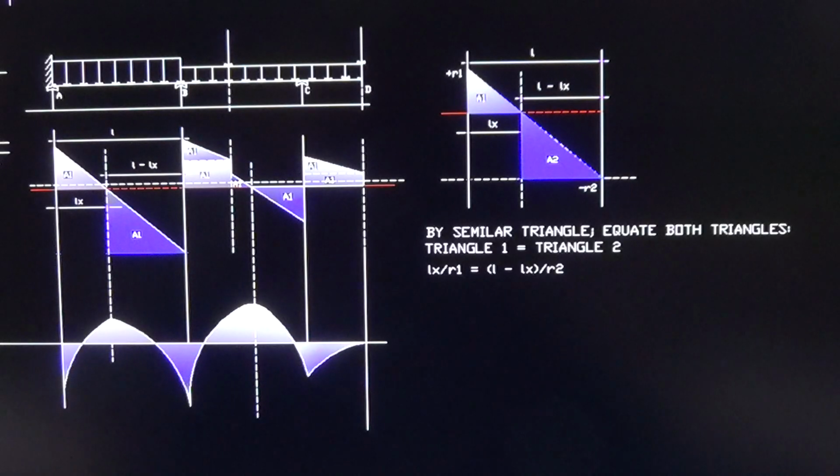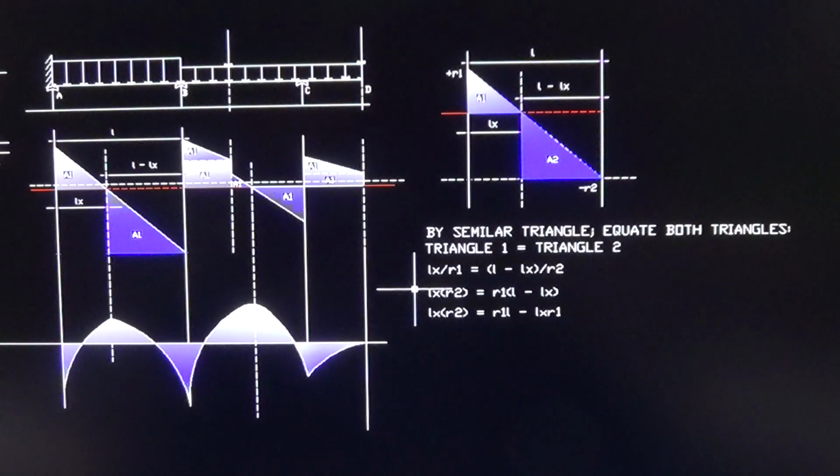The R1 and R2 are the shear for that portion of the beam. The R1 is the reaction RA, the A here, reaction RA. And the R2 is the shear below the shear line, which is the reaction RA minus the downward force of the uniformly distributed load.